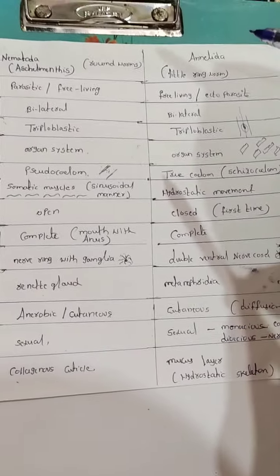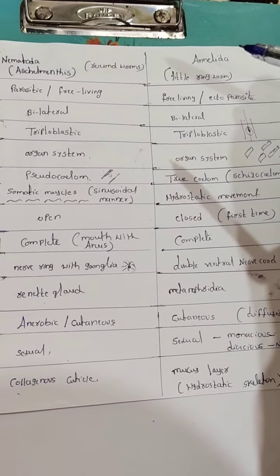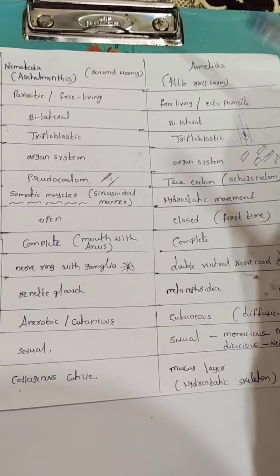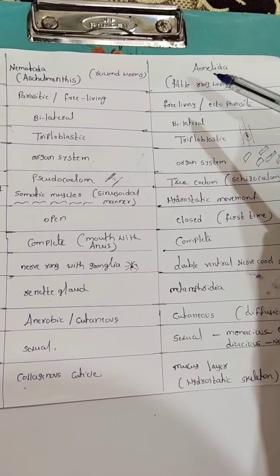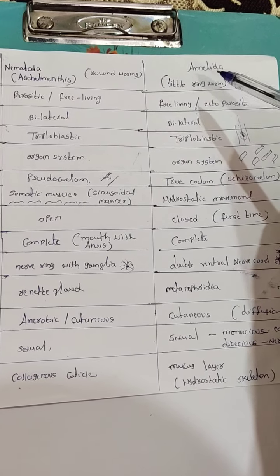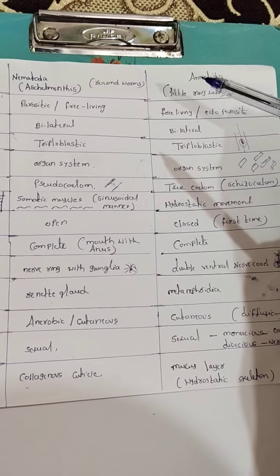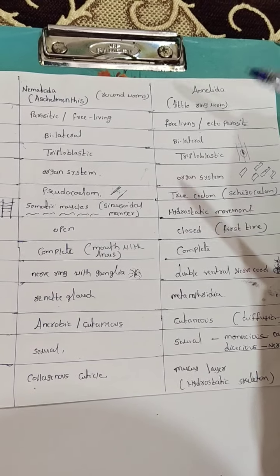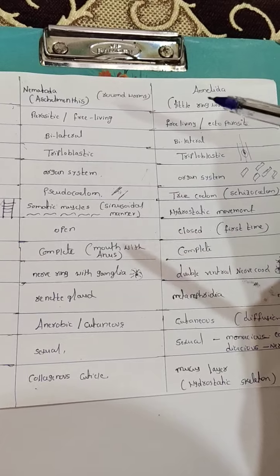Today we will discuss a very important topic, with very important weightage, that is Annelida. Anni indicates little ring, Ida indicates worms. Little ring-like worms. Basically, based upon their structure, they are called little ring-like worms.